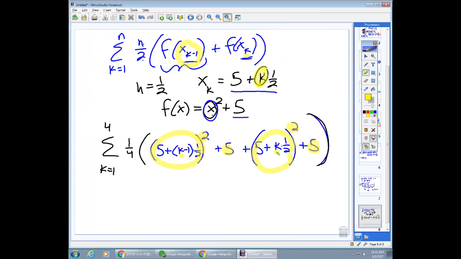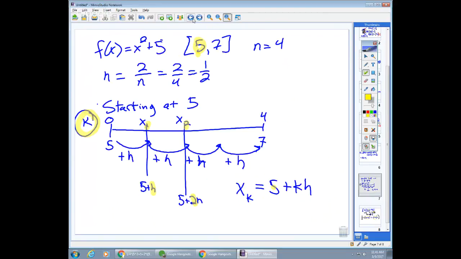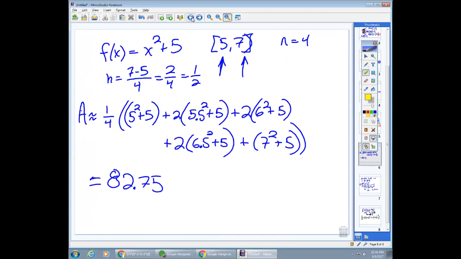If somebody said n was 10, do we really want to do this? That would be 11 endpoints to plug in, right? Because we have the 0th one. Or if somebody said n was 100, do you really want to do that 101 times? I don't think so. So then we need a summation program to do this for us. Desmos, I believe, does sums. Geogebra does sums. Take your pick.